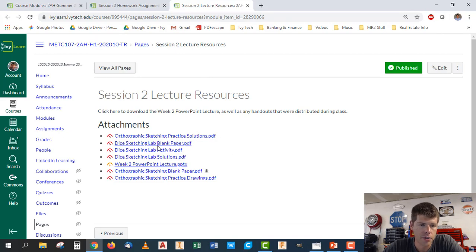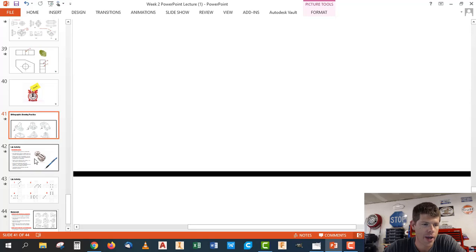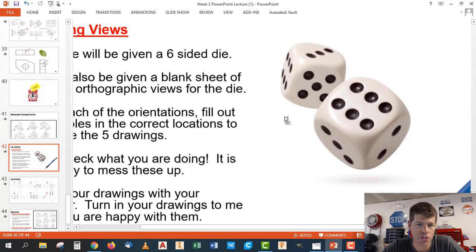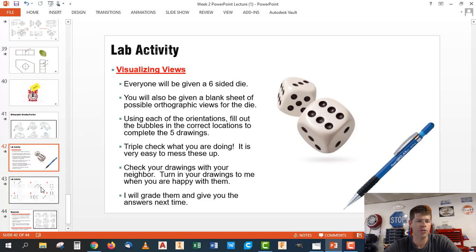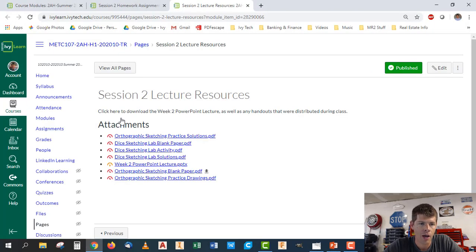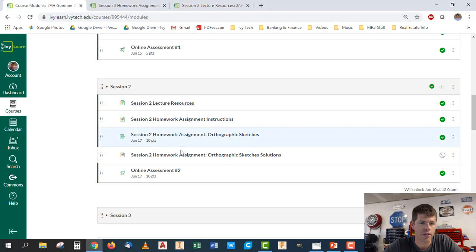Okay, so our lecture resources, if you look at the lecture resources, I have one more thing you guys are going to practice, which is a dice lab activity. What this is, is just a way for you to practice some really easy multi-view drawings really quickly. And what you're going to do is take this and just fill in the dots. You can print this out also, or if you just want to do it in Microsoft Paint and upload it, however you want to do it. I'm going to add a Dropbox to session 2 where you guys can upload that right here. So it'll say session 2 dice sketching lab activity.